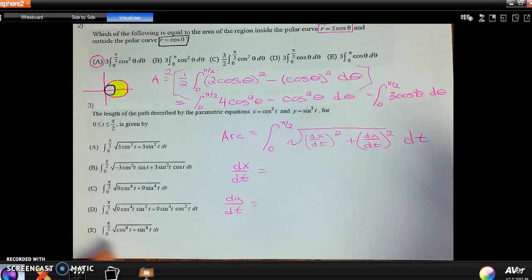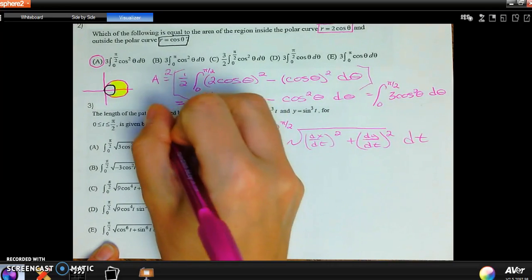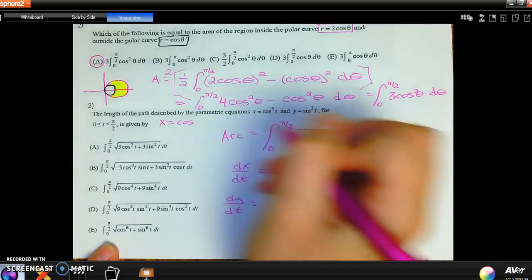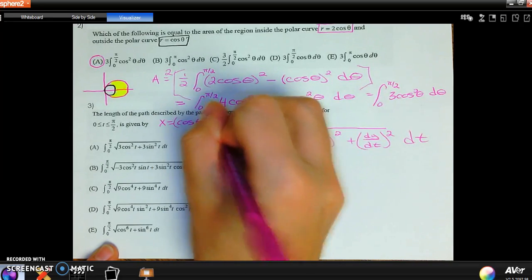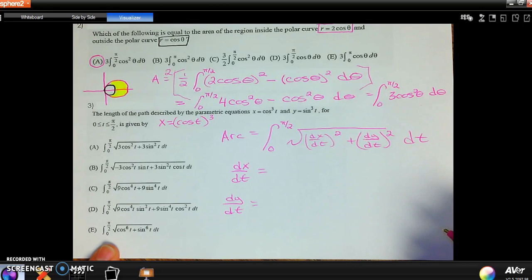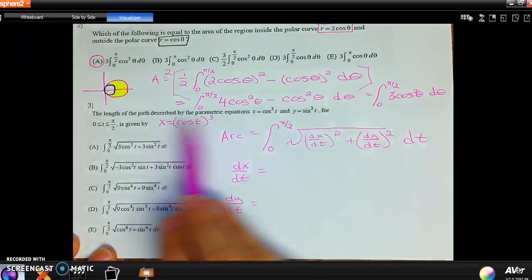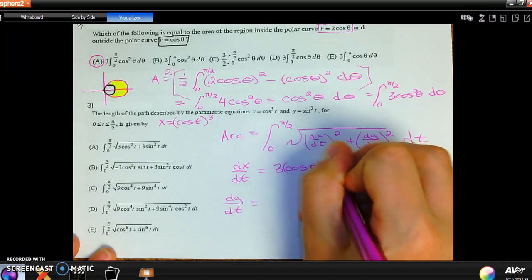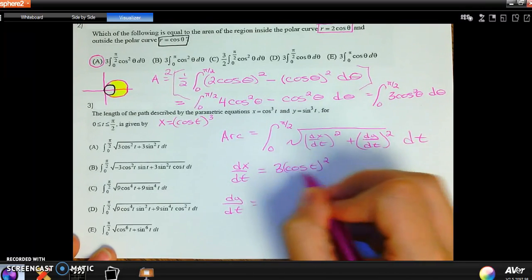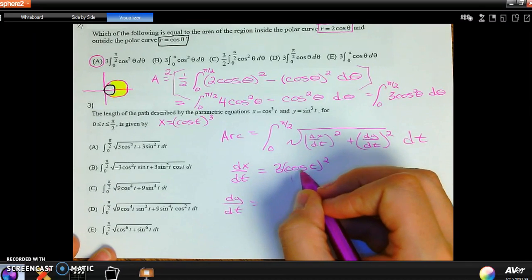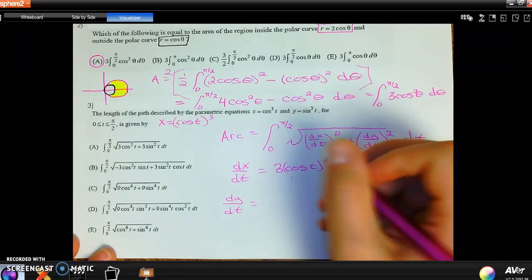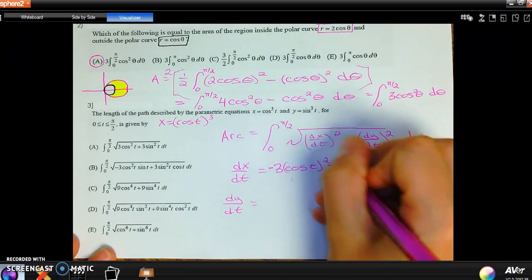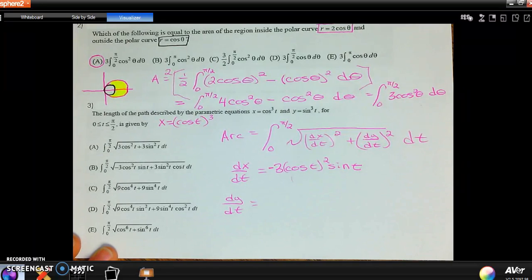One thing you would want to take note of from the beginning, remember this is equivalent. I might even rewrite it as cosine t quantity cubed, because those are mathematically equivalent. So when you want to take the derivative of that, it's going to be a chain rule, so that'll be 3 cosine squared t times the derivative of the inside. The derivative of cosine is negative sine, so I'm going to pop the negative there and do the sine t right there.